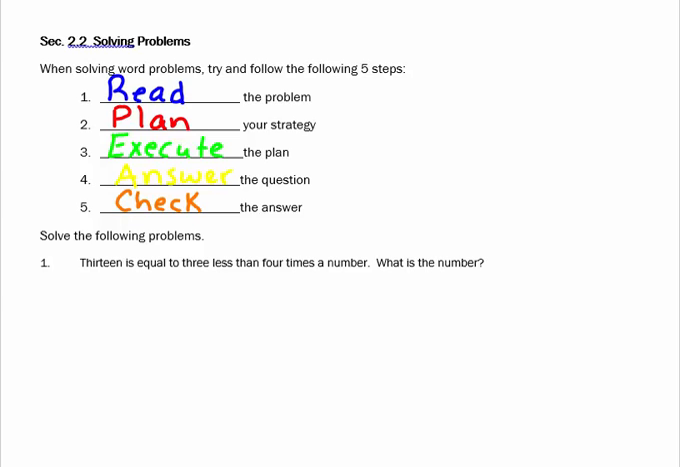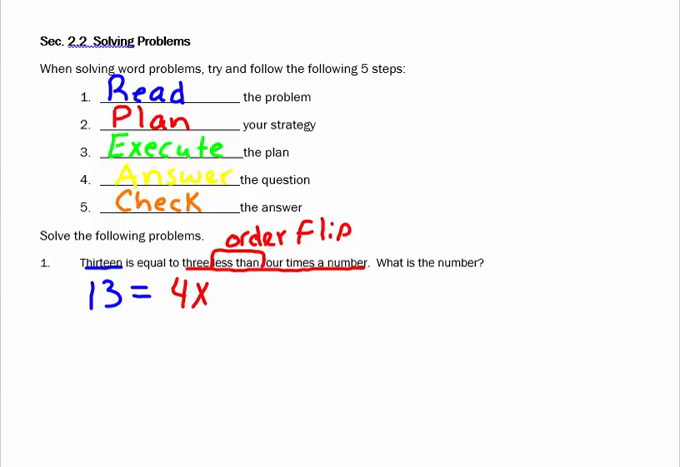So number 1, 13 is equal to 3 less than 4 times a number. What is the number? Well, we'll call that number x. So this is a straight translation problem. We have 13, so we know that's the number 13 is equal to. There's our equal sign. The next part is what we have to be careful with. 3 less than 4 times a number. Whenever you see the words less than, the order has to flip, which means whatever comes after the less than goes first. So 4 times a number, so 4x, and then 3 less than that, so minus 3.